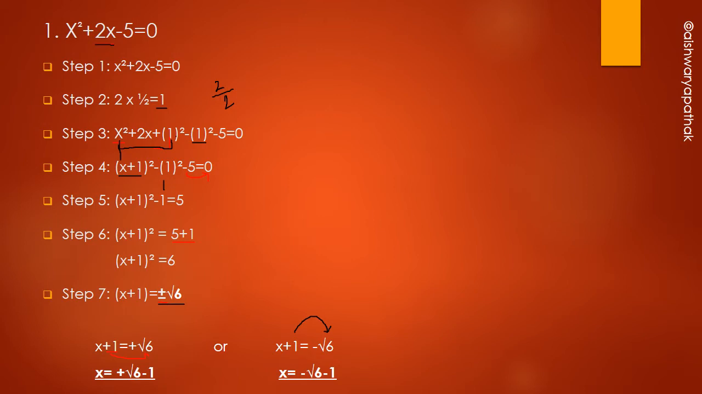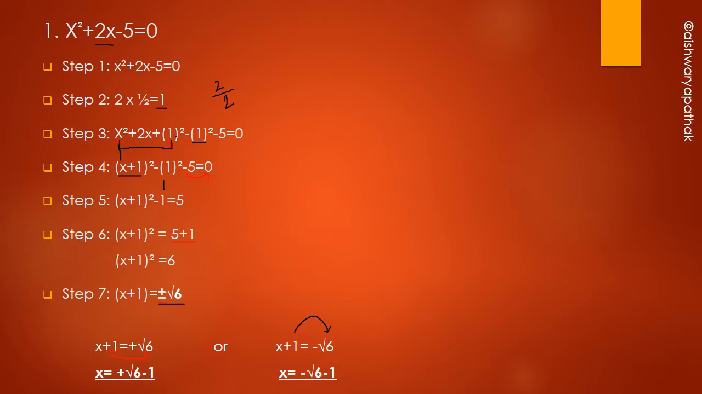Then what you have to do? You just have to take x from the x square, and the answer you have got from this, here it is 1, but the answer will change according to the question. So the 1 you have to take here and its whole square, and then the remaining part as it is, minus 1 whole square minus 5 is equal to 0.